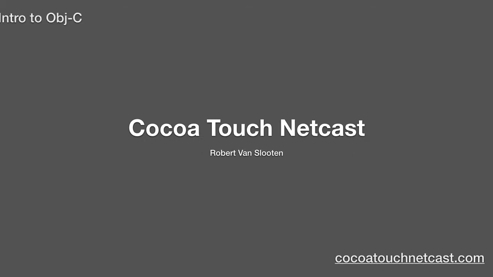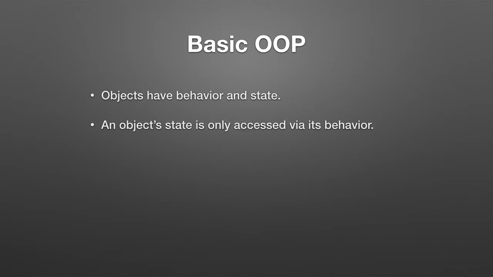In this episode, we're going to start exploring Objective-C. To begin with, two basic concepts of object-oriented programming we're going to put on the table right away. The first is objects have behavior and state. They have information in them and they have external behavior. An object's state is only accessed via its behavior. In other words, functionality is the only access you have to an object. You do not expose internal data to the outside world because you may want to re-engineer it, or it may be calculated as a result of a request for it.